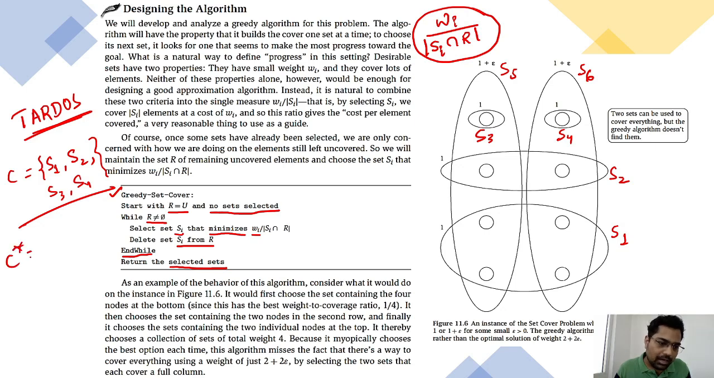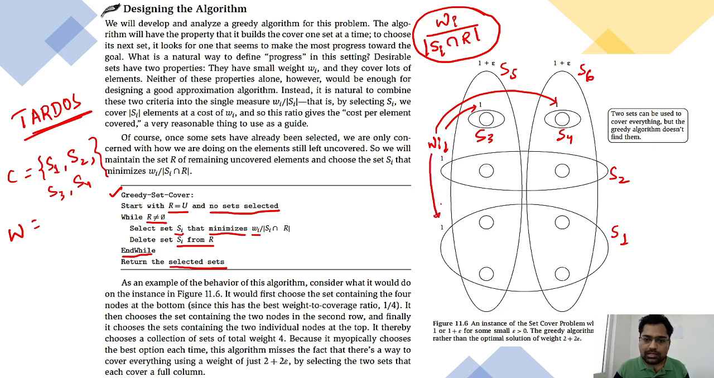But the optimal one, as we already said, is C star. Suppose the optimal uses these two subsets; the cost, or the weight assigned to each, is 1. This is the weight of 5, this is also a weight assigned to each, and this is also another weight. Clear? So this is weight wi.